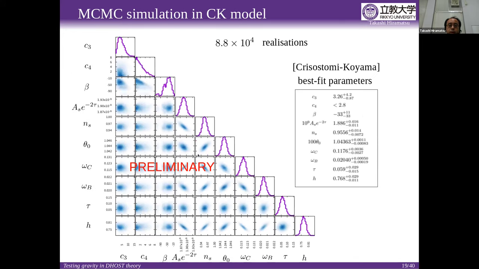Then this is the Crisostomi and Koyama model. Actually, I performed the simulations with just roughly 100,000 realizations, but I have 9 parameters. So this is not enough to get good distributions. So this is just a preliminary result. But in my memory, it's the first time to put constraints on the DHOST parameters using Markov-Chain Monte Carlo simulations like that. Actually, I don't know the reason for the result, but the reduced Hubble parameter is slightly larger than in the Lambda CDM case. Here it is 0.76, something like that.